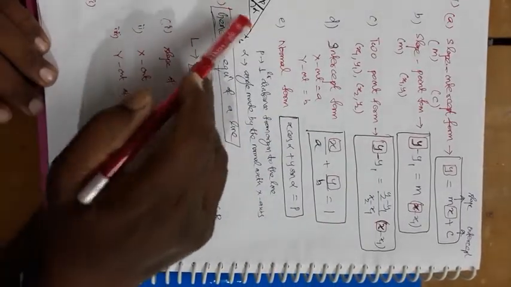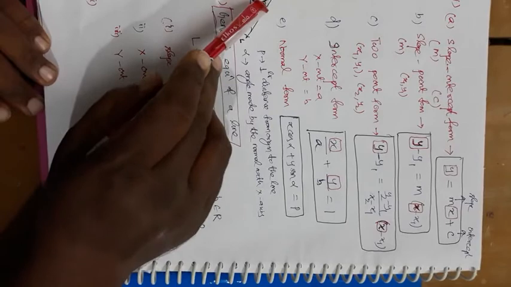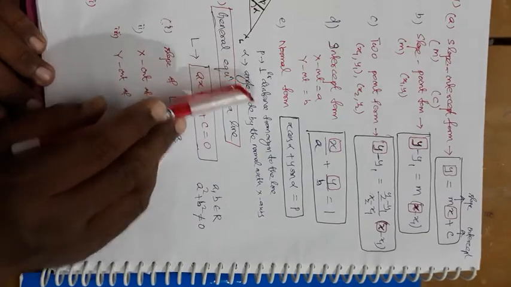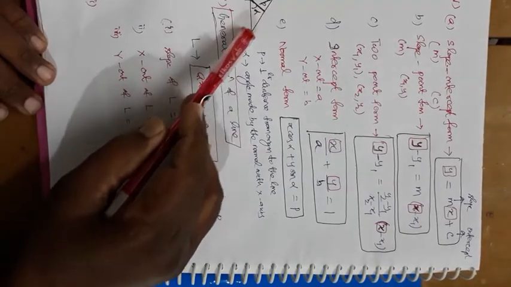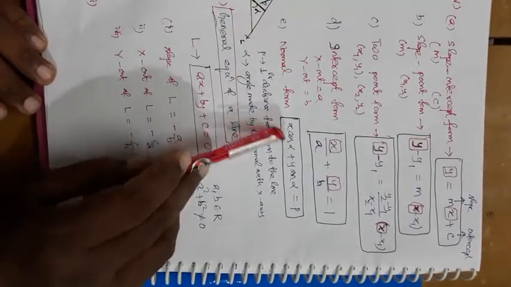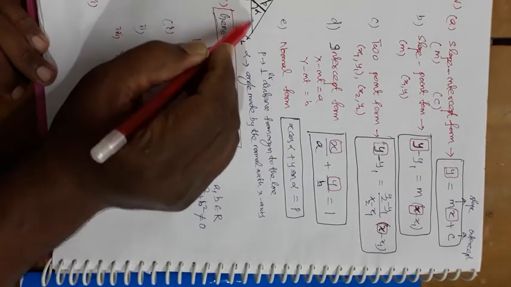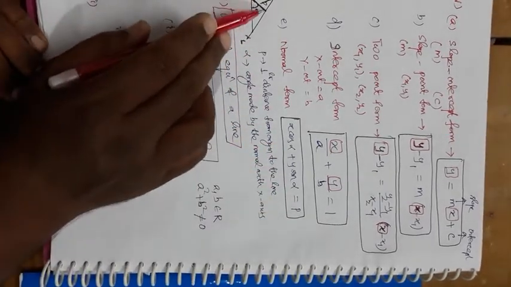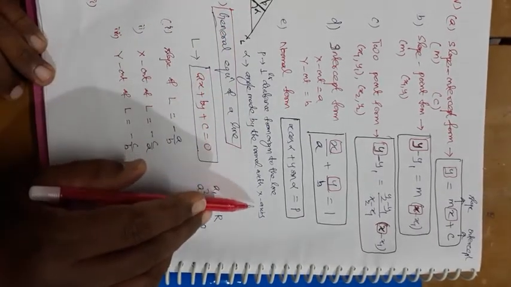What is normal form? Suppose this is a line, and this is the perpendicular distance from the origin to this line. The length is p, and the perpendicular makes an angle alpha with the x-axis. Then this line, mind it, don't think of any other line, is x cos alpha plus y sin alpha is equal to p, where p is the perpendicular distance from the origin, and alpha is the angle made by the normal with the x-axis.